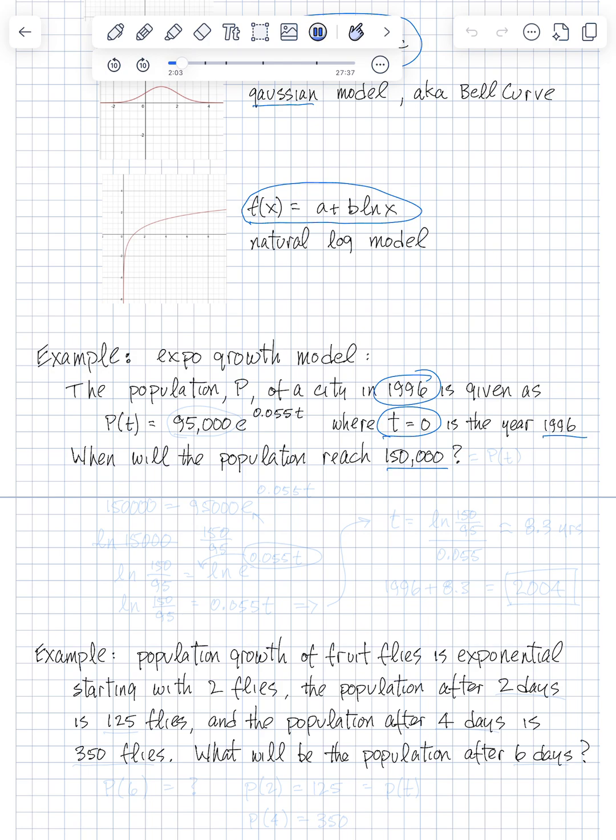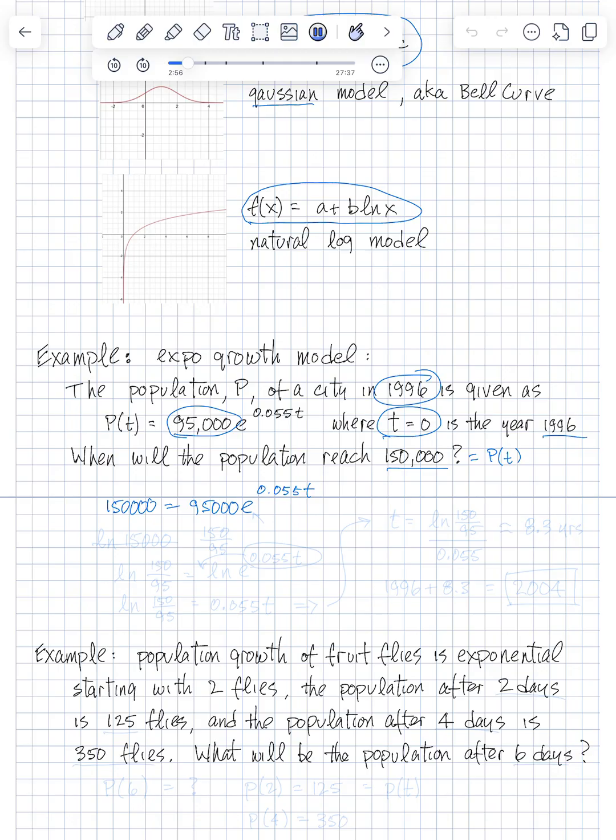Well, if we were just to find P of 0, put in t equals 0, this gives us 95,000 e to the 0. E to the 0 is just 1, so this tells us our starting population in 1996. It's 95,000. So we have our equation. The 150,000 is P of t, so we'll say 150,000 is equal to 95,000 e to the 0.055 t. That's what we need to solve for t.